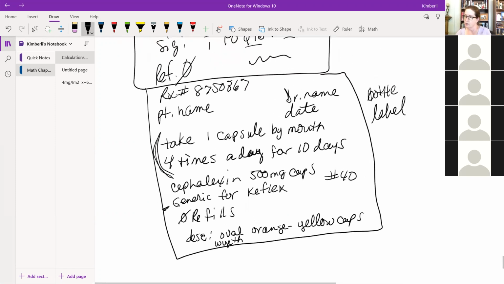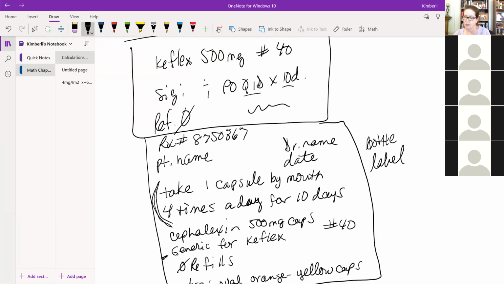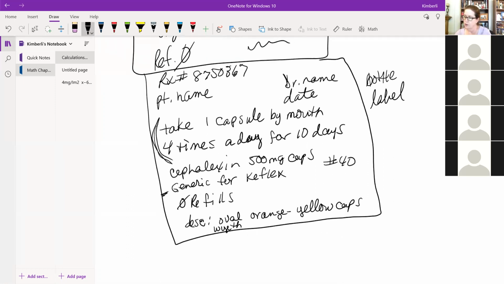Now, if they actually wrote the prescription for cephalexin and did not put the word Keflex, then we would not need to put generic for Keflex on the bottle, because they ordered cephalexin, we gave cephalexin. Does that make sense? It's only when we substituted generic that we put generic for.